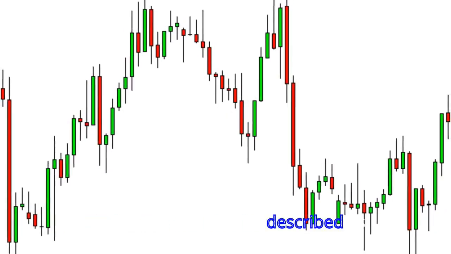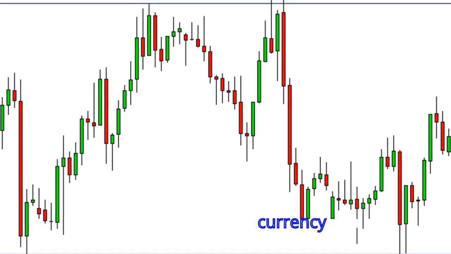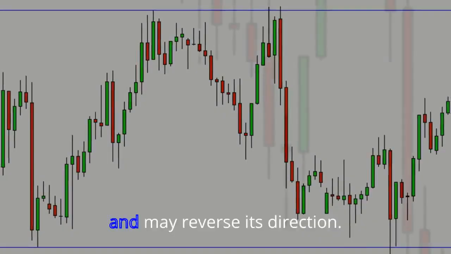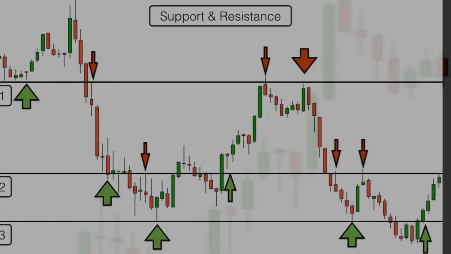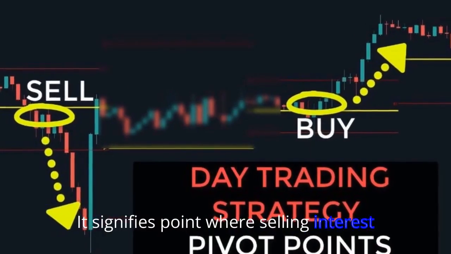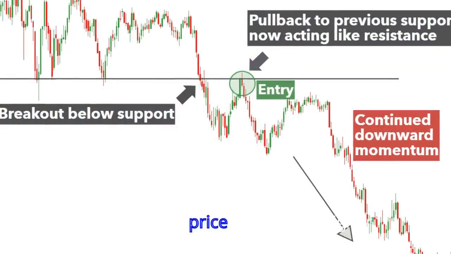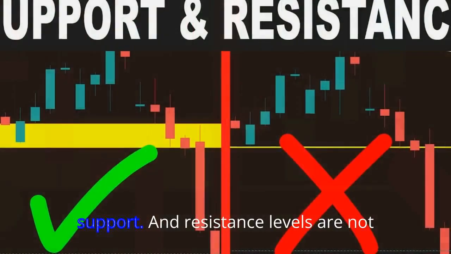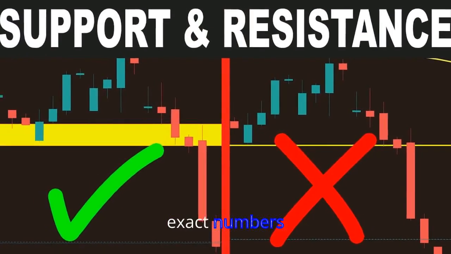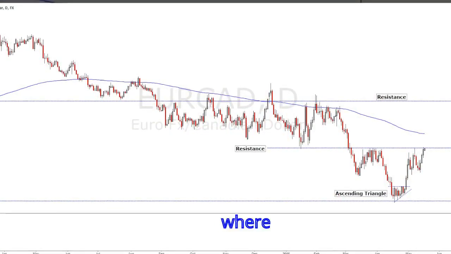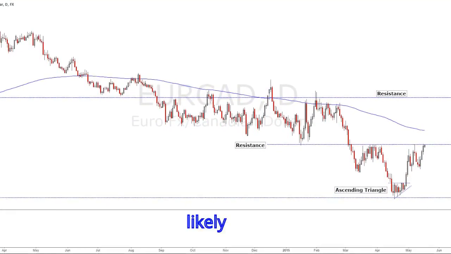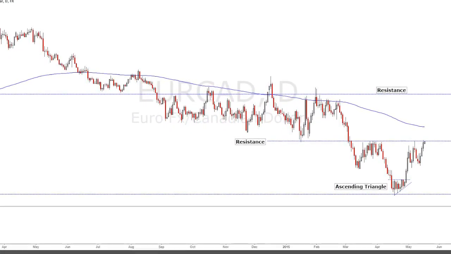Resistance can also be described as a price level at which a currency pair tends to stop rising and may reverse its direction. It signifies a point where selling interest is substantial, hindering the price from moving higher. Support and resistance levels are not exact numbers, but rather zones where the price of a currency pair is likely to encounter buying or selling pressure.